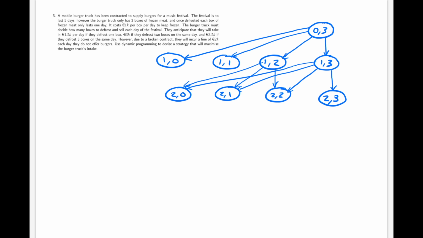If we're in state 11, again, we cannot gain a box, but we can defrost nothing to get to 21, or defrost 1 box and get to 20. And if we have 0 boxes on day 1, then the only thing we can do is have 0 boxes on day 2. Similarly then, for day 3, we could end up with 3 boxes, 2 boxes, 1 box, or 0 boxes.